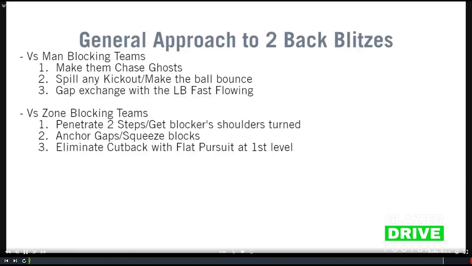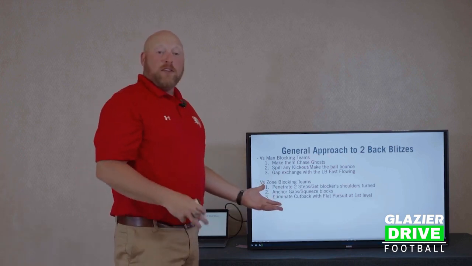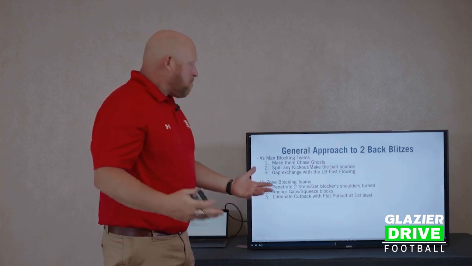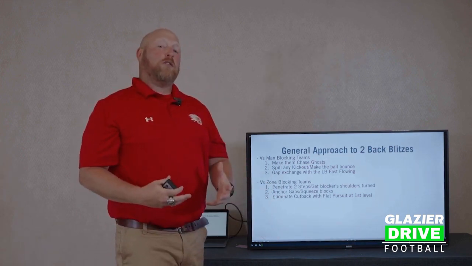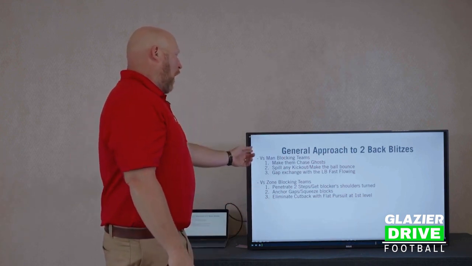Our general approach to two backs and blitzing two back offenses is, first thing we got to know is what type of team are they? Are they a Wing T team? Are they a Power I team? Are they a zone team out of heavy personnel? We need to know these things because they can have some minor adjustments to the way that we do things.